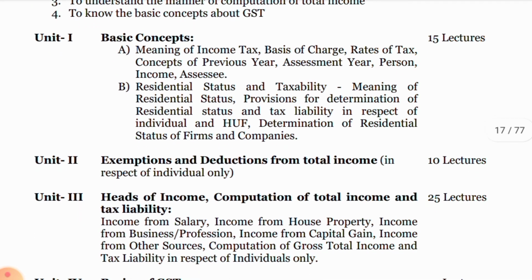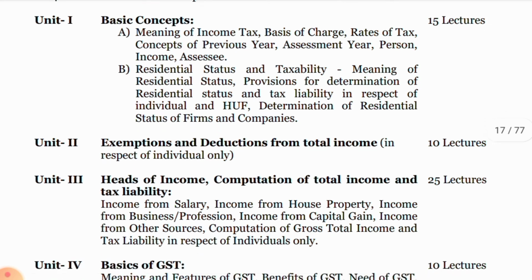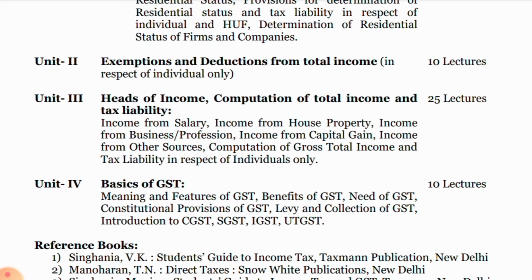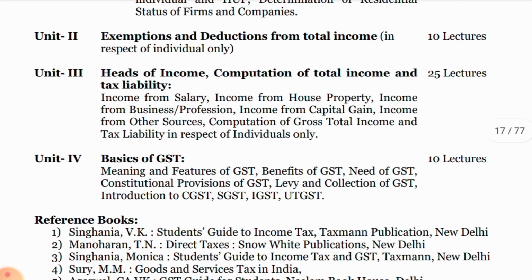Chapter B: Residential status and taxability, meaning of residential status, provisions for determination of residential status and tax liability in respect of individual and HUF, determination of residential status of firm and companies. Unit 2: Exemption and deduction from total income in respect of individual only. Unit 3: Heads of income, computation of total income and tax liability.